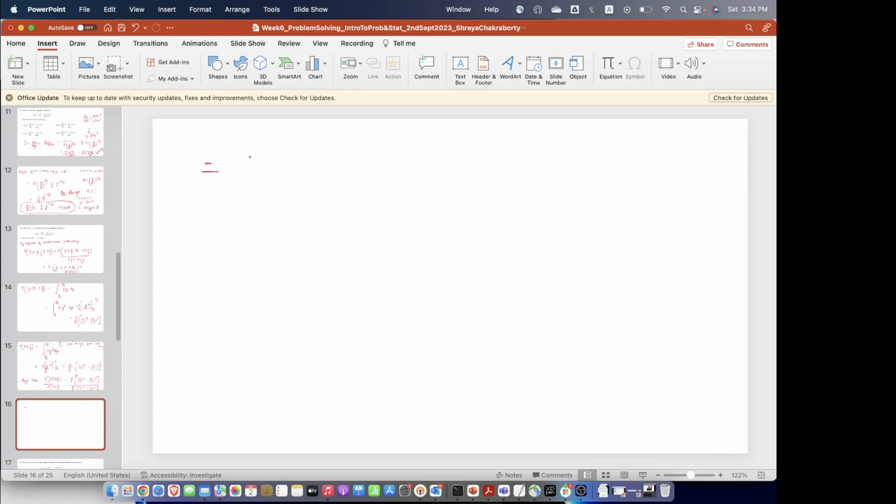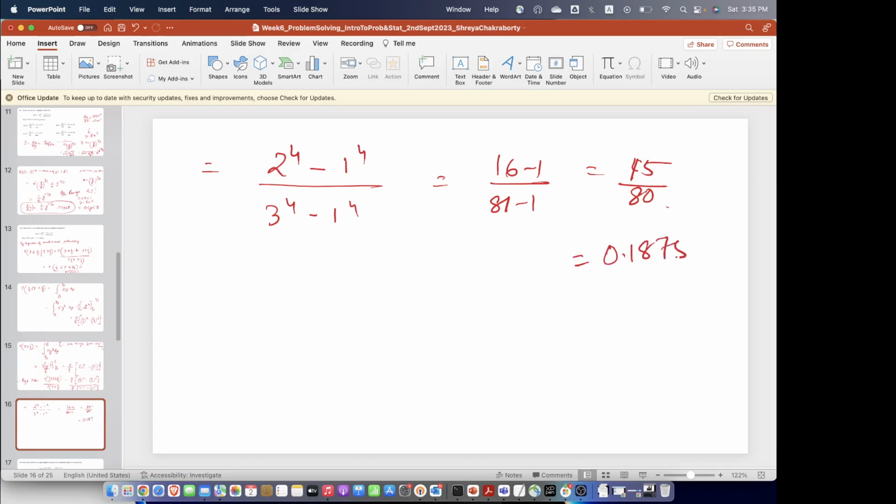Solving, the 5 by 4 will cancel. We'll have 2 to the power 4 minus 1 to the power 4 by 3 to the power 4 minus 1 to the power 4. So this will be 16 minus 1 by 81 minus 1, that is 15 by 80. How much does it come to? 15 by 80 will be 0.1875.